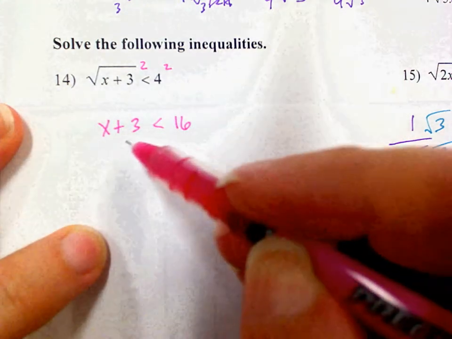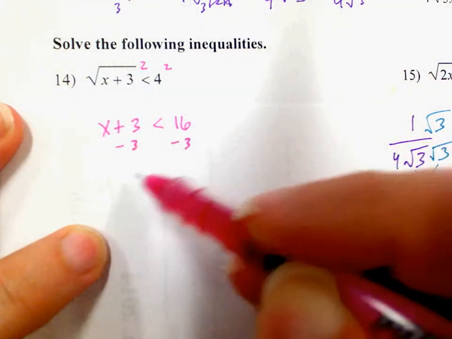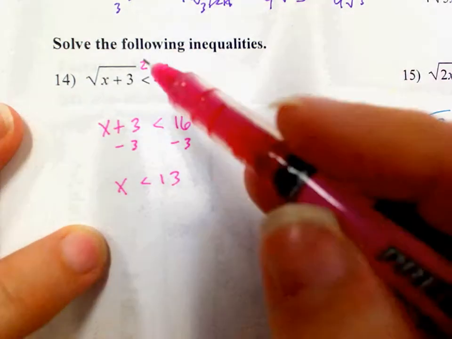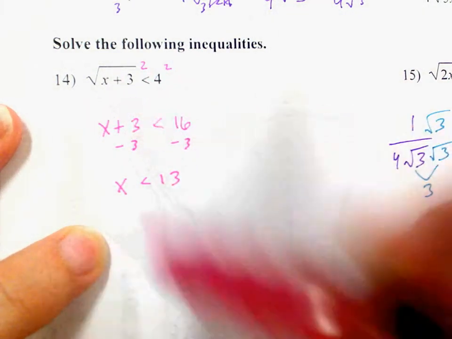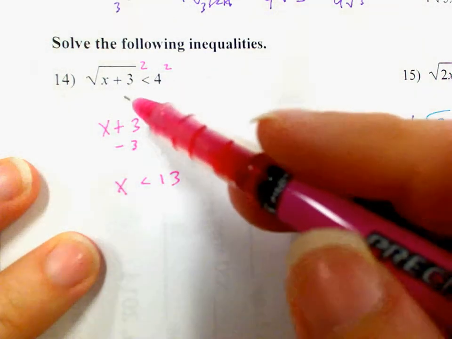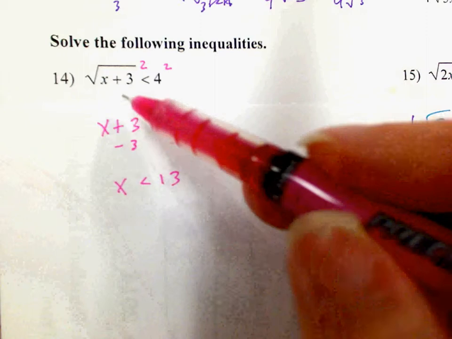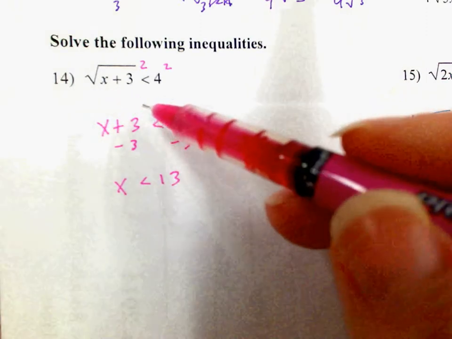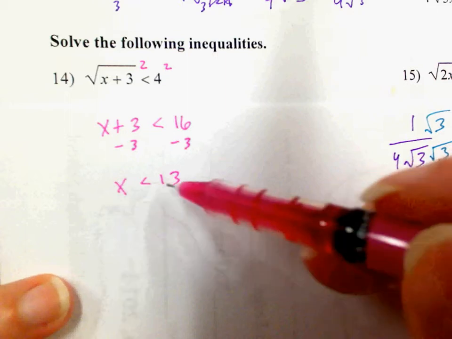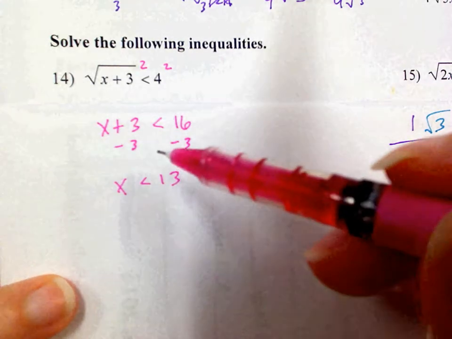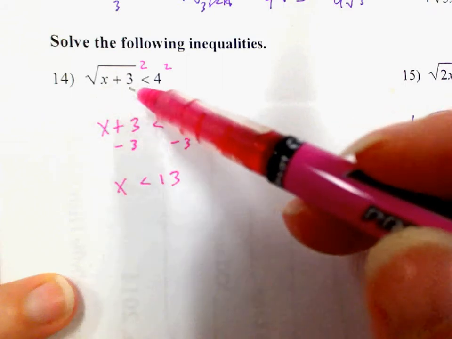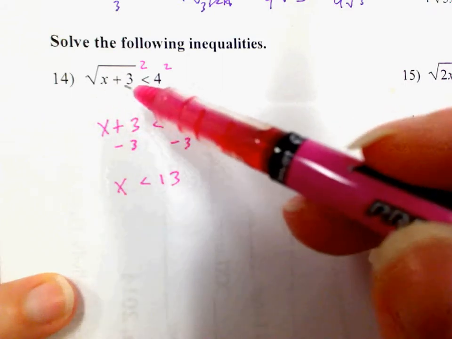X is less than 13. But I'm dealing with an inequality, and I'm dealing with square roots. Anytime you have an inequality and you have square roots, you have to deal with the fact that you're trying to say everything for which this is defined. Well, what I'm saying is, if it's less than 13, then it should work. But if I plug in a negative 5 right here, negative 5 plus 3 is negative 2, and the square root of negative 2 is imaginary. So it doesn't exist, much less be less than 4.